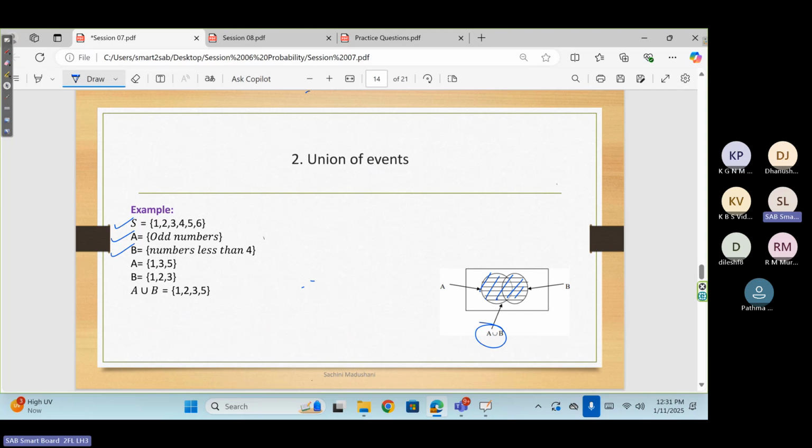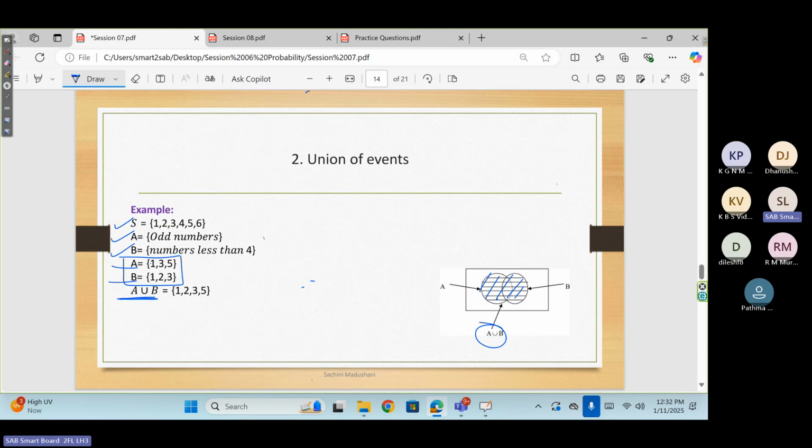Here, then we take outcomes. We can write all elements in the event A and event B. It's clear? Then there are the same outcomes of 1 and 3. We write only one time each outcome. It's clear? Then what are all the outcomes? 1, 2, 3, 5. It is the union. It's clear? The union means all.